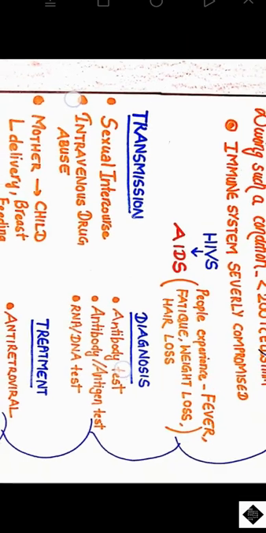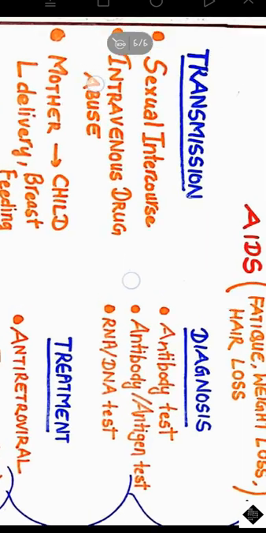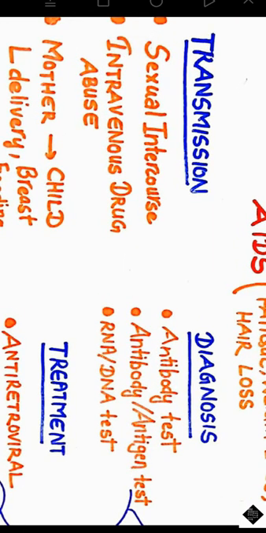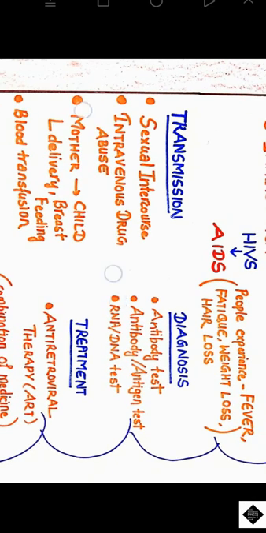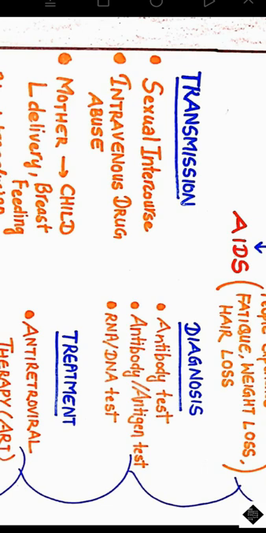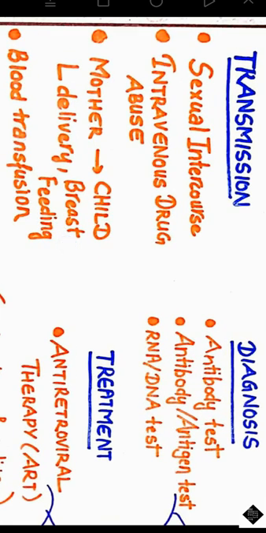Now, when we are talking about transmission, the first possible reason is sexual intercourse, from male to female and from female to male. In fact, 75% of all cases of HIV are due to sexual intercourse. The second reason behind the transmission of the disease is intravenous drug abuse. The third is mother to child, which is very common and involves delivery, breastfeeding, etc. The fourth reason is the use of blood products, called blood transfusion.